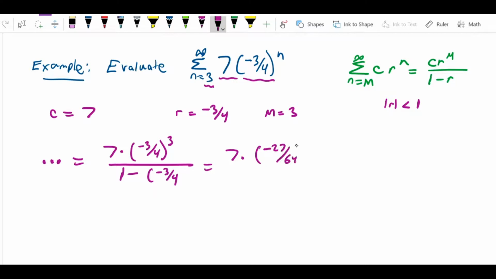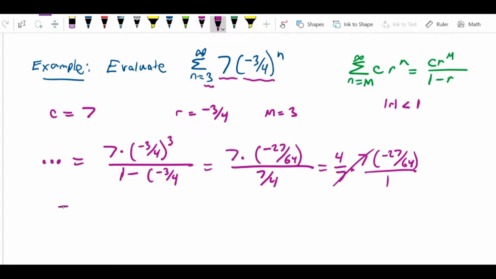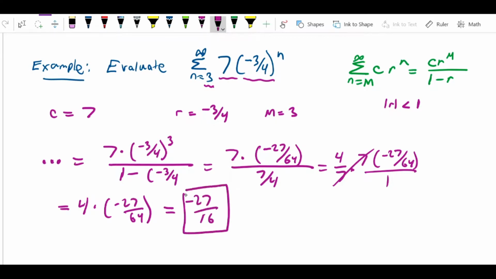So that comes out to 7 times -27 over 64 over 7 over 4. I can actually simplify this further. This is going to be 4/7 times 7 times -27 over 64, put that over a 1. I cross those out because they cancel, and that gives me 4 times -27 over 64, and 4 divided by 64 is the same as 1 over 16, so this is -27 over 16.